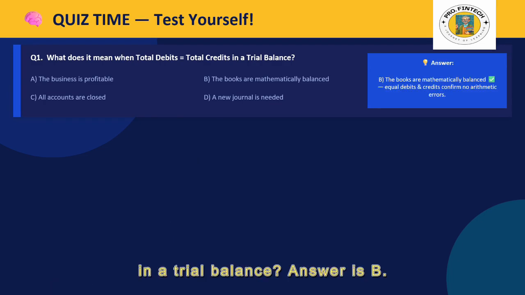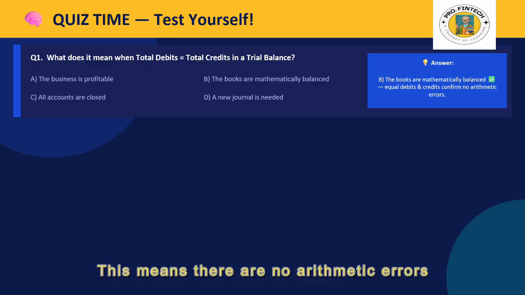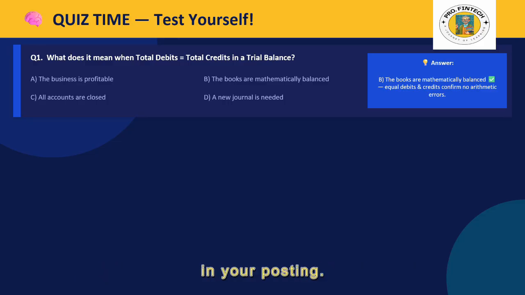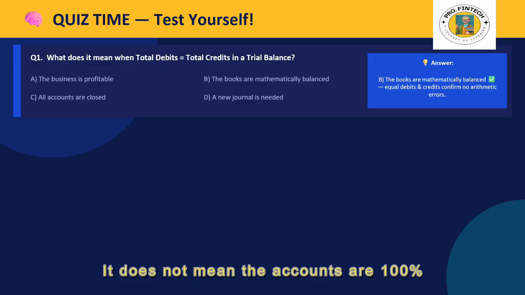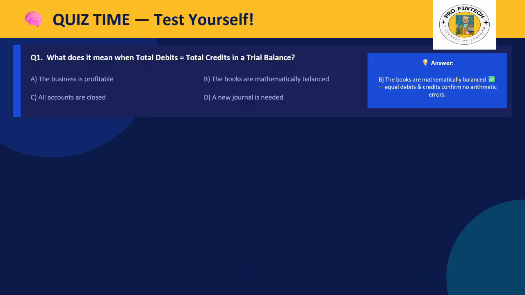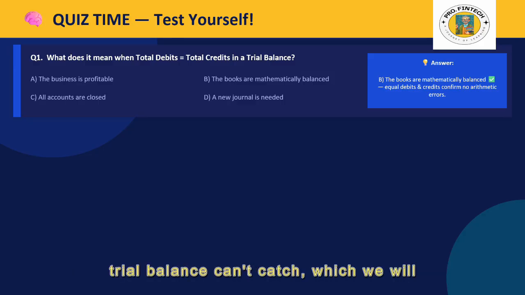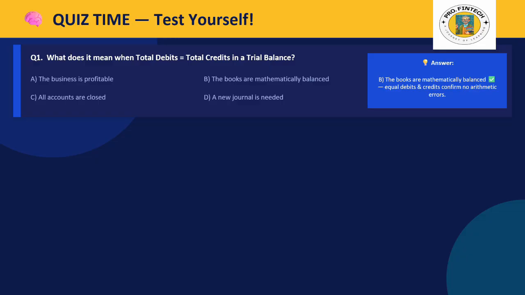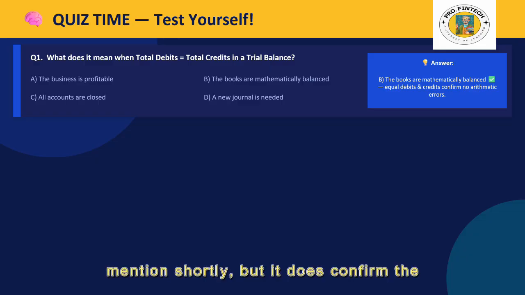Answer is B. The books are mathematically balanced. This means there are no arithmetic errors in your posting. It does not mean the accounts are 100% error free. There are some errors a trial balance can't catch, which we will mention shortly, but it does confirm the math checks out.